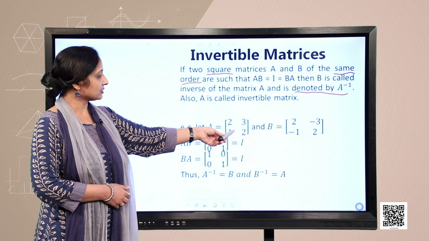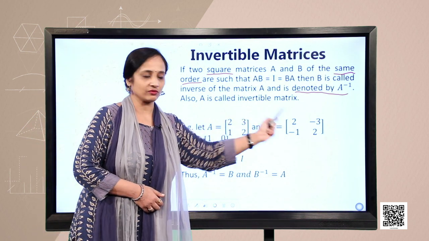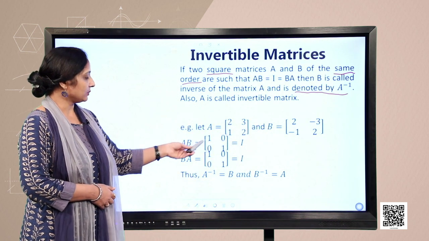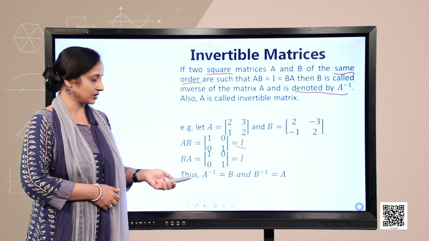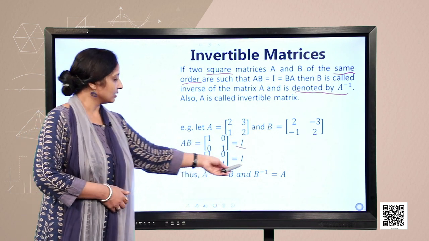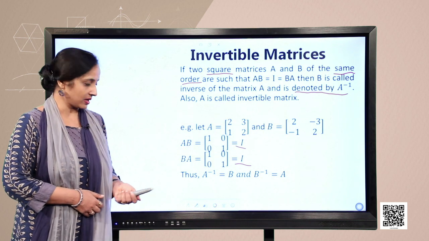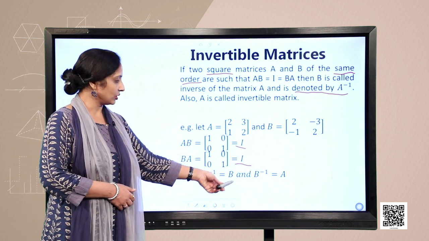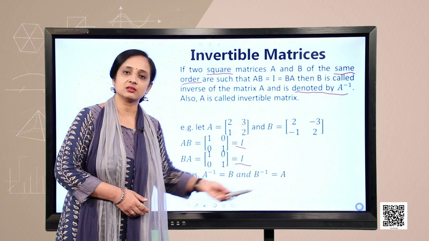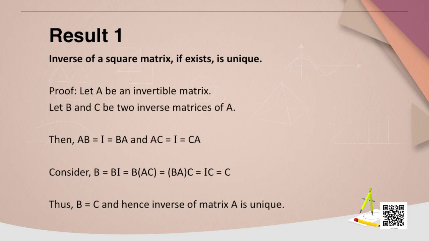For example, let this be matrix A and this be matrix B. You multiply AB, we are getting identity matrix. You multiply BA, we are again getting identity matrix. So A inverse is equal to B and B inverse is equal to A. So let's learn a few results on invertible matrices. Inverse of a square matrix, if it exists, is unique.